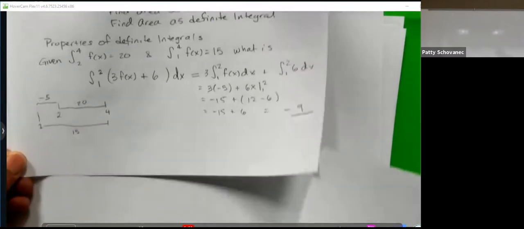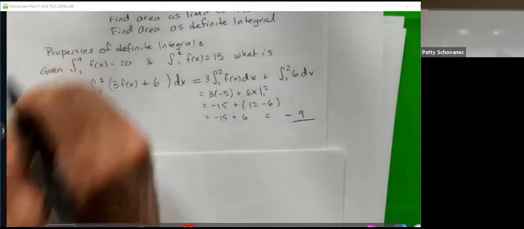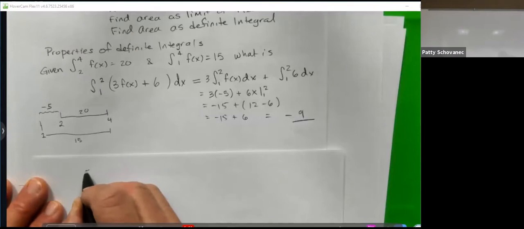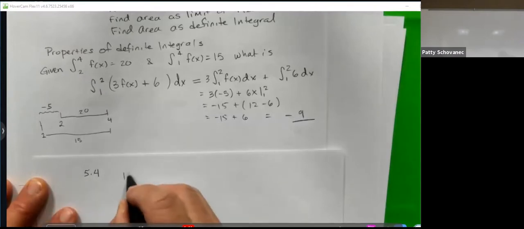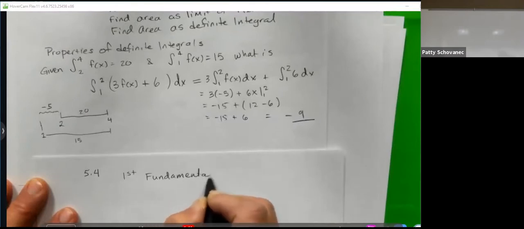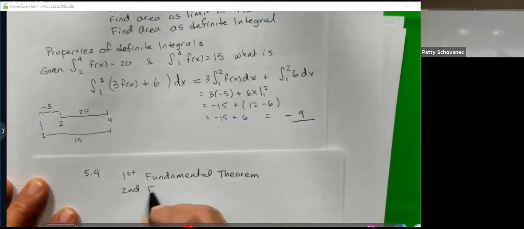I think that may have come from section 5.4. Let me see where those properties of definite integrals are. Yeah, that's section 5.4. In section 5.4, I want you to know the first fundamental theorem of calculus and the second fundamental theorem of calculus.